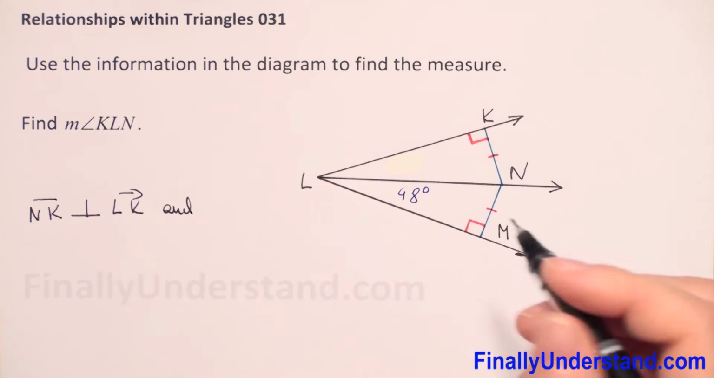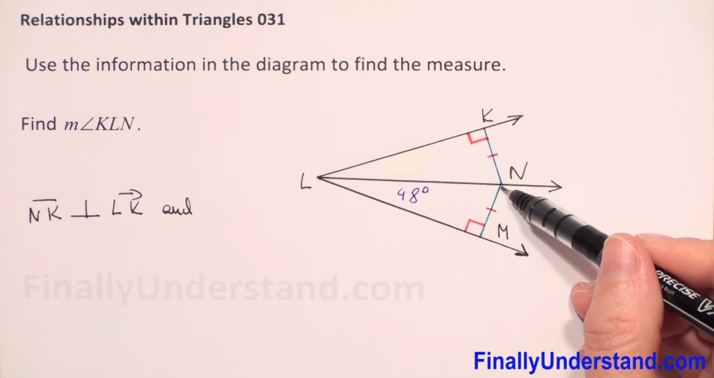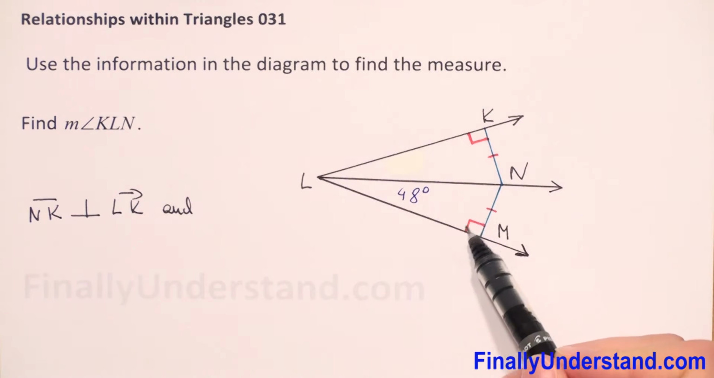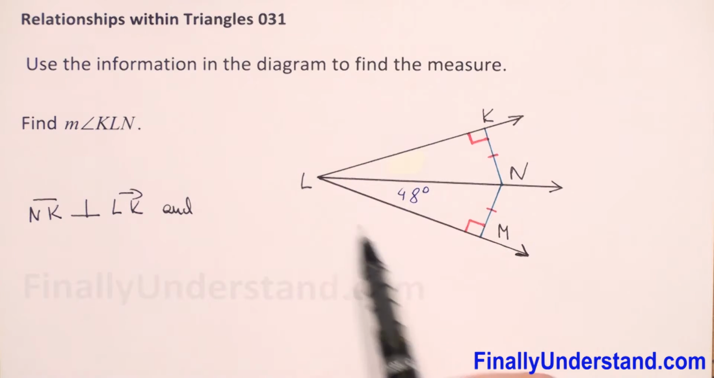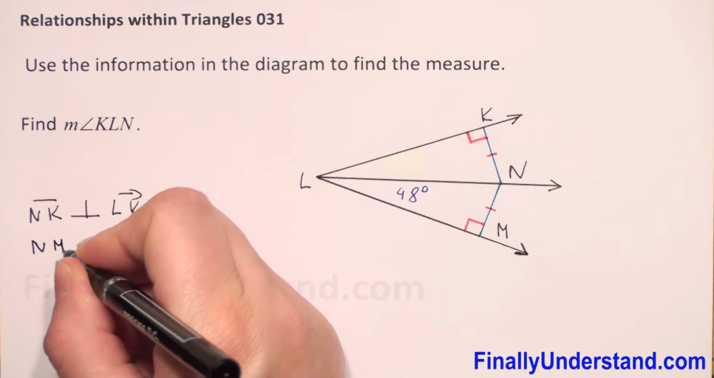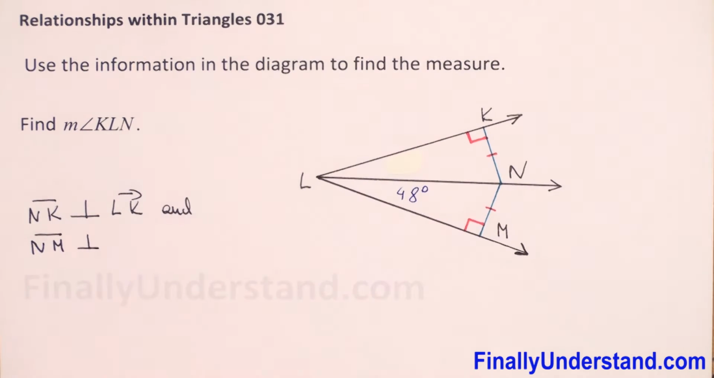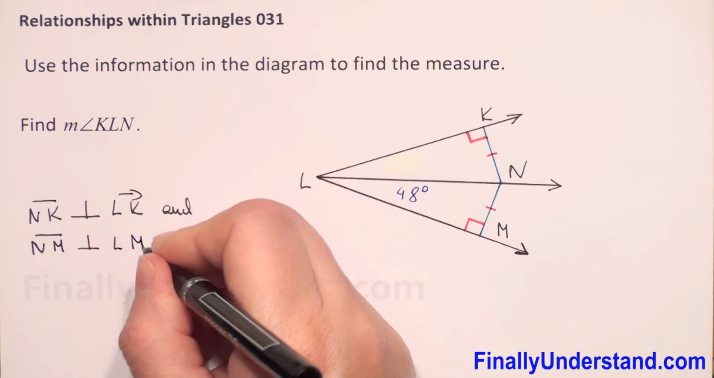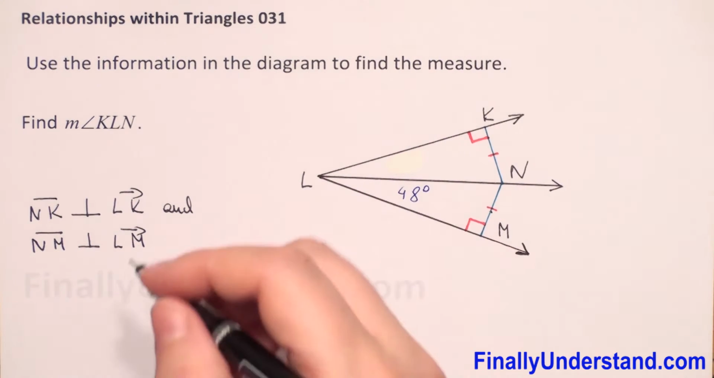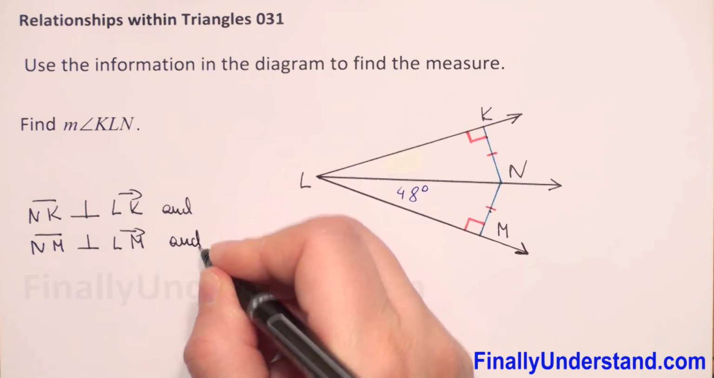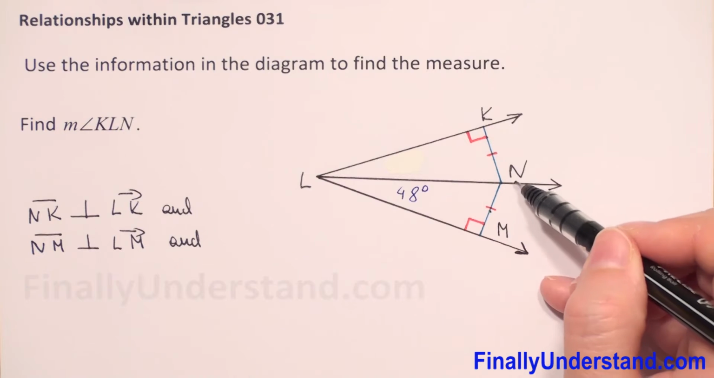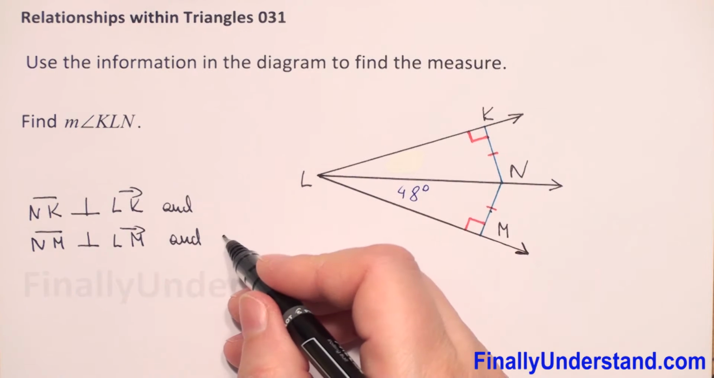And we have given also that NM segment is perpendicular to LM ray, we have a square here. NM segment is perpendicular to LM ray. And because we have these red marks, it means that NK is equal to NM.